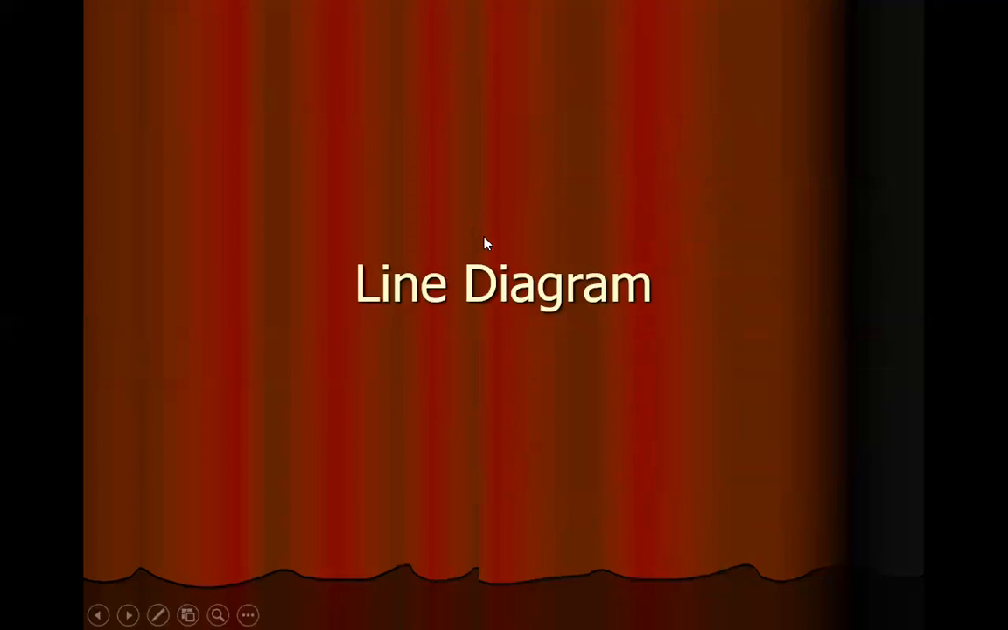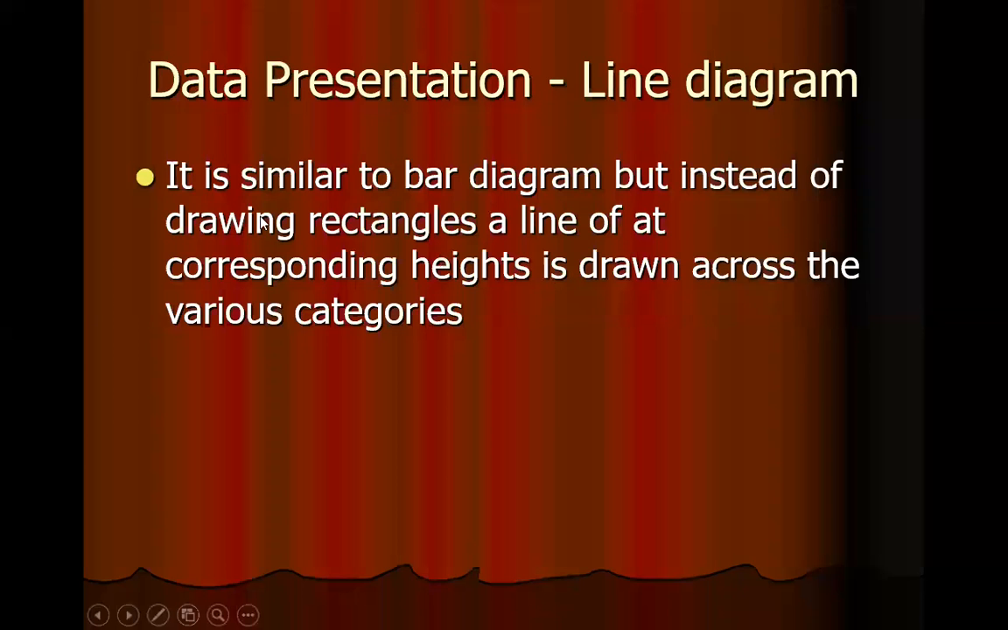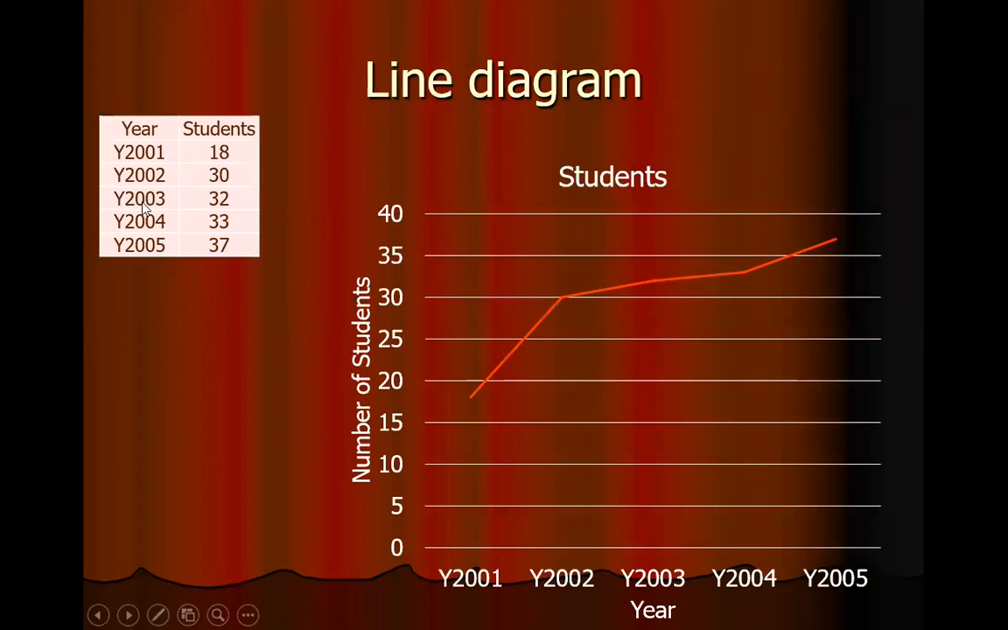Then we go to line diagram. Line diagram is also for categorical data. So it is similar to bar diagram, but instead of drawing rectangles or columns, we draw a line corresponding to height of each category. So it is usually used to depict the time trend of a data. For example, in the year 2001, there were 18 students. In the year 2002, there were 30 students. 2003, 32, then 33, then 37. If you make a line diagram, then you can see a rising trend.